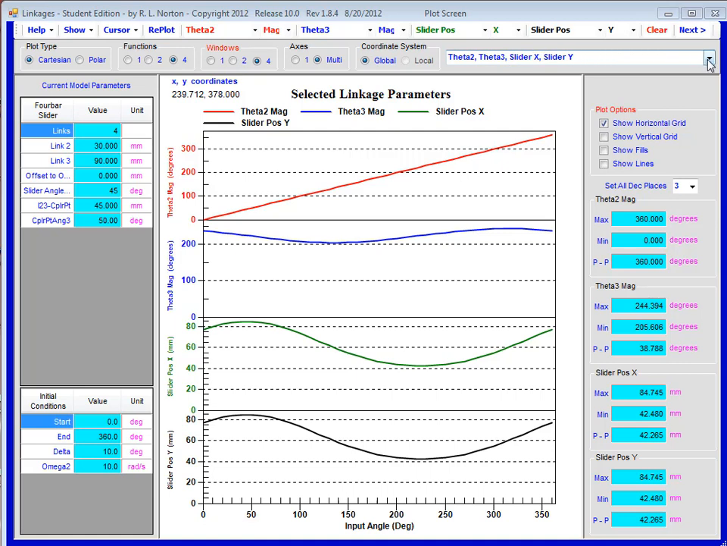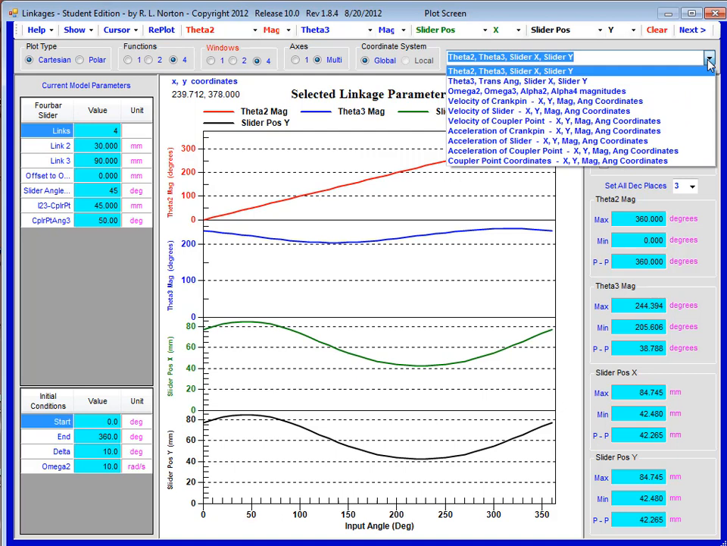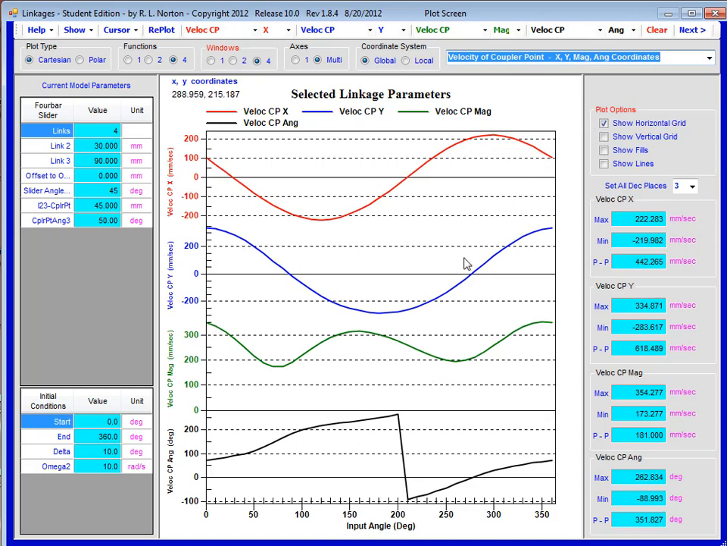Now we want to find the velocity and position of the coupler point. So we can go here, velocity of coupler point, x, y. So it'll be the x and y velocity coordinates, the magnitude, and the angle of the velocity. So this is one of the plots you want. Again, here's the x and y. This one is the magnitude, and this is the angle of the velocity vector right here.